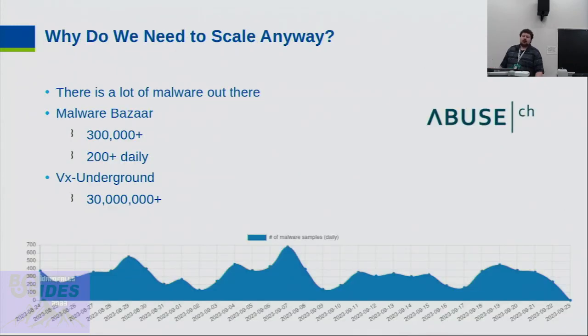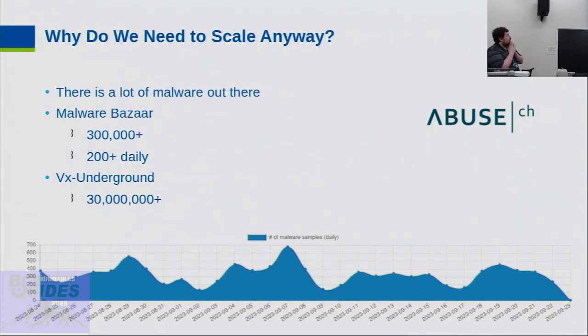That's out there. So why do we need to scale anyway, right? There's just a couple samples out there, I'm sure. There's only 3 pieces of malware that have ever existed. No one's a bad person. They wouldn't make a lot of malware. Except that's not true, and there's an incredibly large amount of malware out there.